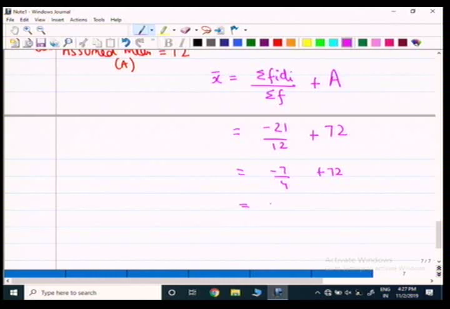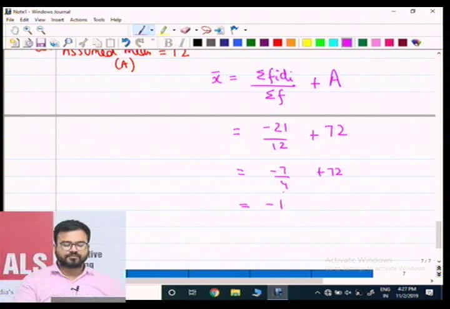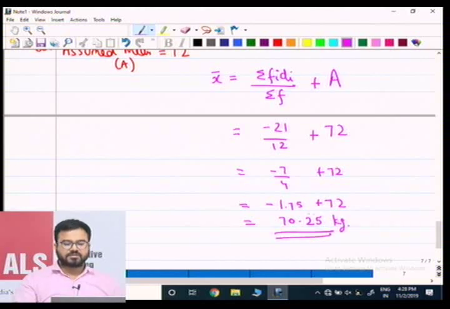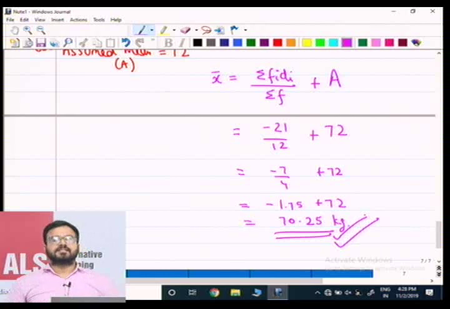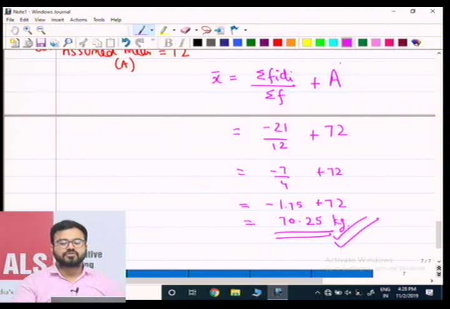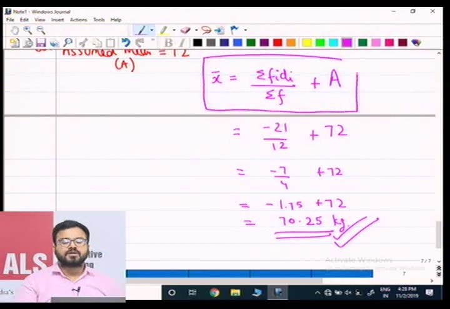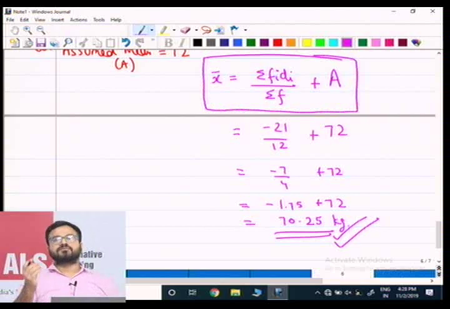So minus 7 by 4, we can divide it by 4, which is 1.75. Plus 72, so it will be 70.25 kg. So this is our mean, the final answer which we are getting. The only thing you have to take care of is that whatever assumed mean you have taken, just add it to the final answer you are getting. So your formula for the mean will be converted to this one. We have added A because we have subtracted all the values from A.